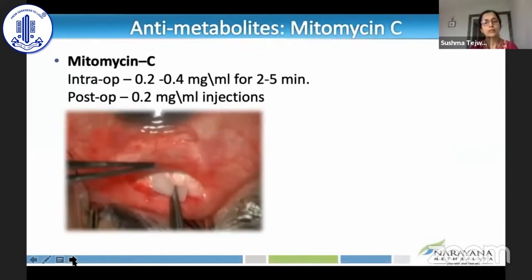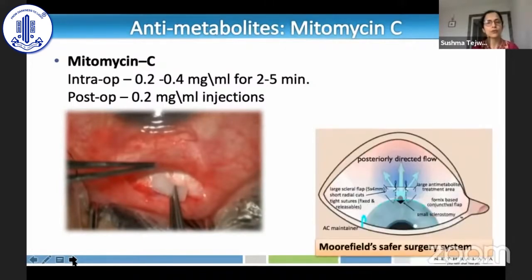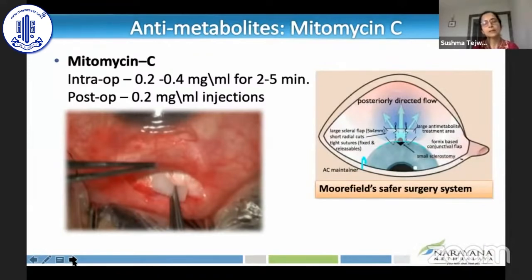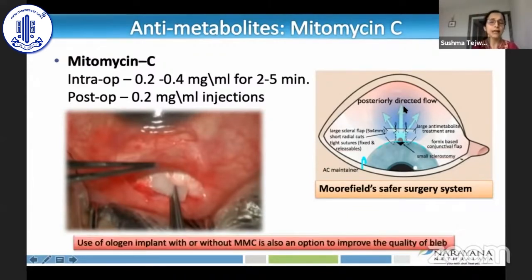Now, antifibrotic agents in trabeculectomy are very popular. I think most of us use it almost unanimously, the Mitomycin C, in different concentrations, 0.2 to 0.4. And the more field safer surgery system prefers a larger fornix-based conjunctival flap and a larger area of Mitomycin C application, so you have more posteriorly directed flow. Well, use of collagen implant is also preferred by certain surgeons to improve the quality of bleb so that you don't get very thinned out bleb with Mitomycin C. I personally don't have much experience with collagen.